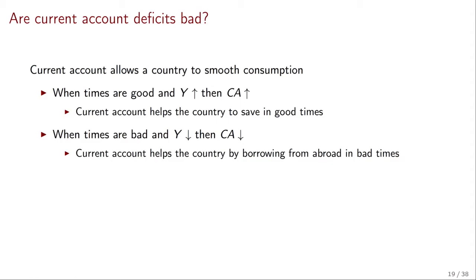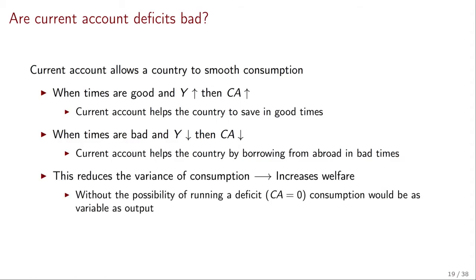And similarly, when times are bad, when output is going down, then the current account is going to go down as well. And so it helps the country to soften the blow of the lower output by borrowing from abroad in bad times. So this is going to ultimately reduce the variance of consumption, which increases welfare. Without the possibility of running a deficit, if the current account was equal to zero always, consumption would have to be as volatile as output, and that's a bad thing for consumers.